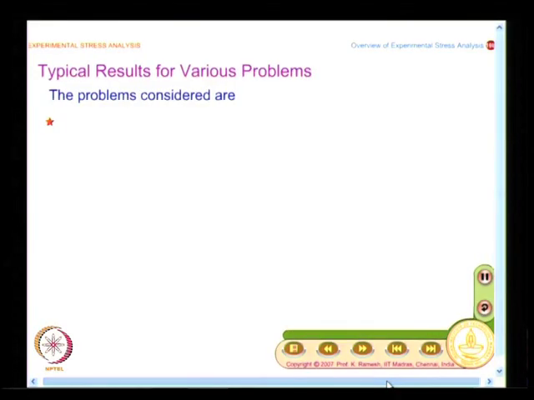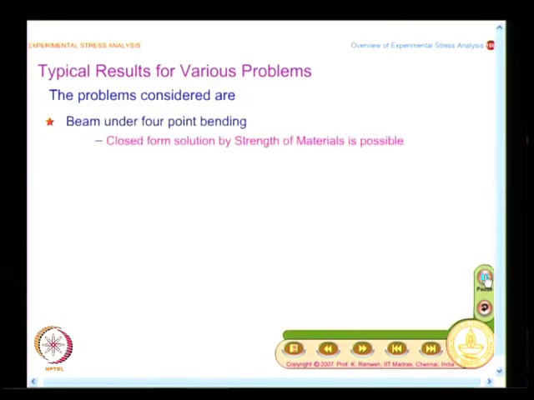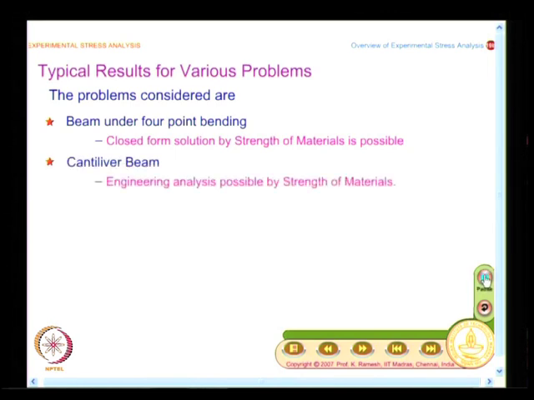I have taken in all 5 problems, and they are done with a graded level of complexity. One of the simplest problems which I have taken is beam under 4-point bending. That is the first problem to start with, and I have taken it because you have a closed form solution by strength of materials, which is what you have done in your course.